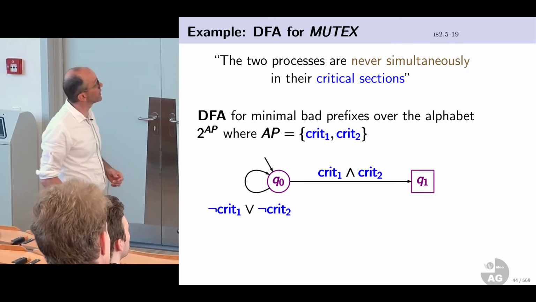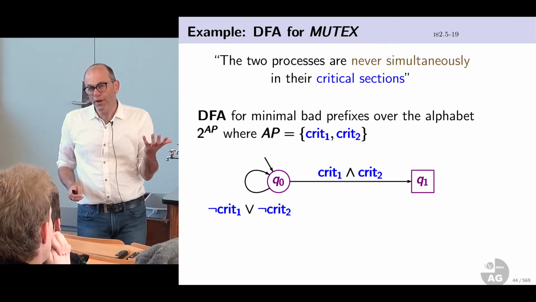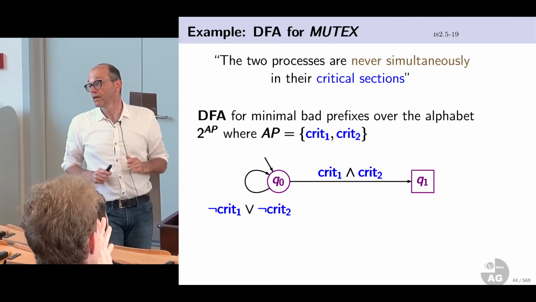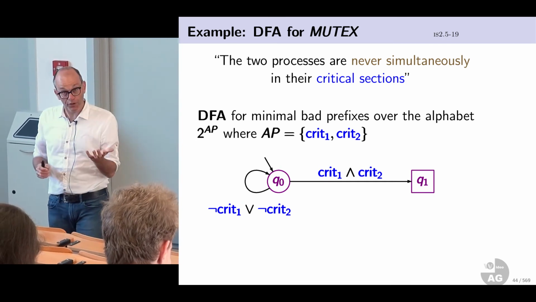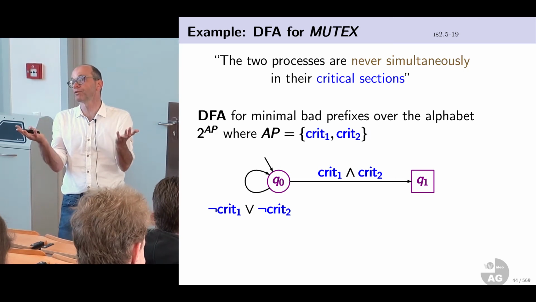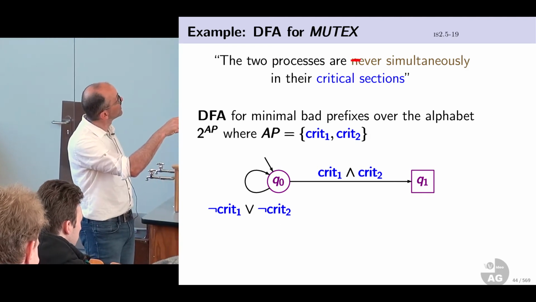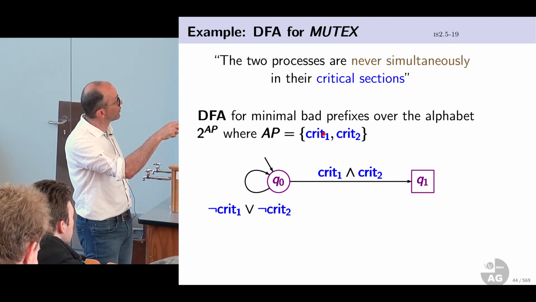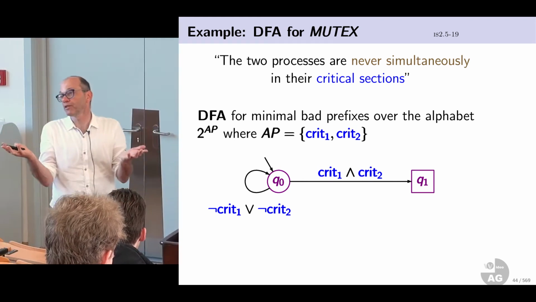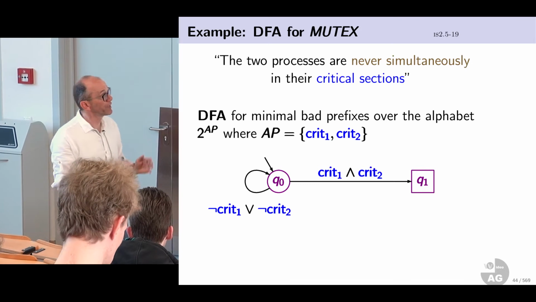They look as follows. You take as atomic propositions the set crit1 and crit2. Why do I take this set? Well, we have to look at the property that we want to specify, and the set of atomic propositions of the bad prefix automaton needs, of course, to cover all elementary elements of the property I'm interested in. So here I need to show that a process can be in the critical section. So I do this for process 1 and I do this for process 2. I could extend this alphabet with wait, with non-critical, etc., but for this property it suffices to only look at crit1 and crit2.